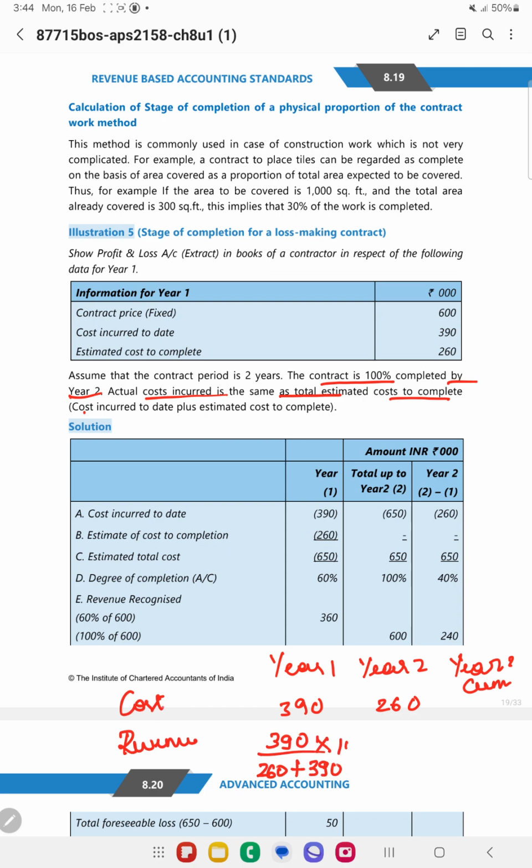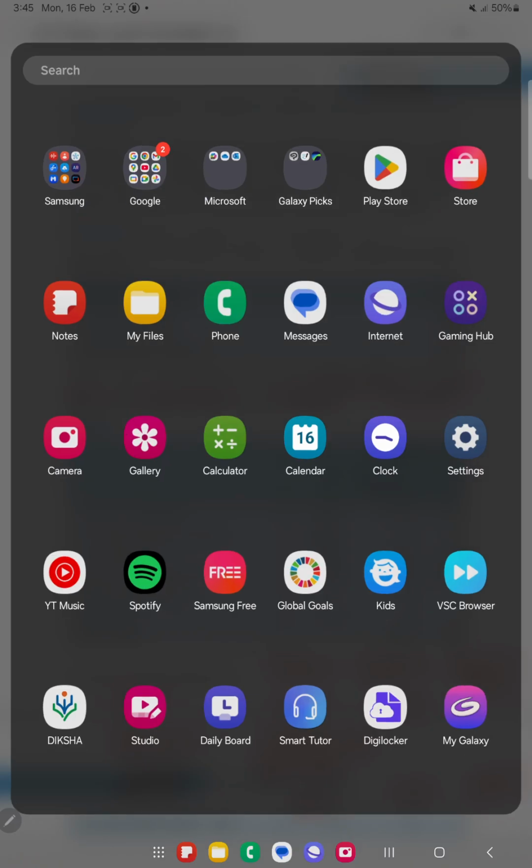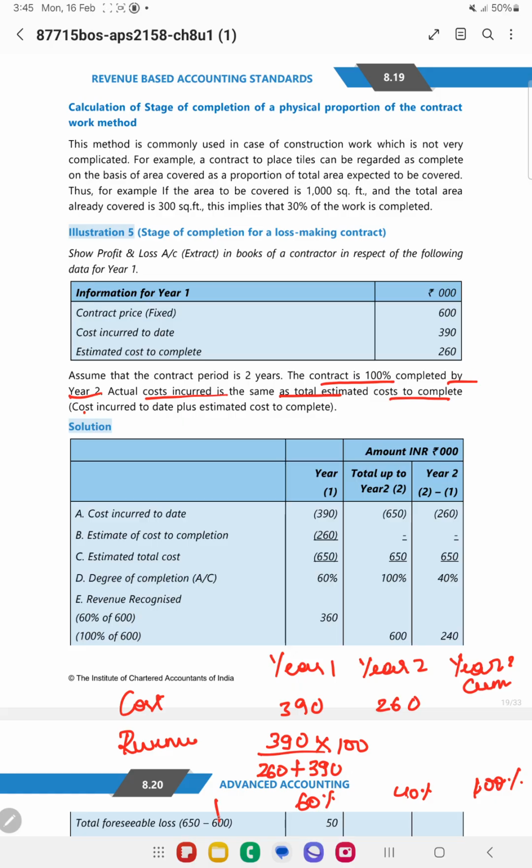So how much it will be? Percentage of completion is 60%, 40%, cumulative is 100% will be covered. Okay, so basically here what happens is, if it is 60% complete, now what I need to do is, I need to recognize the revenue.